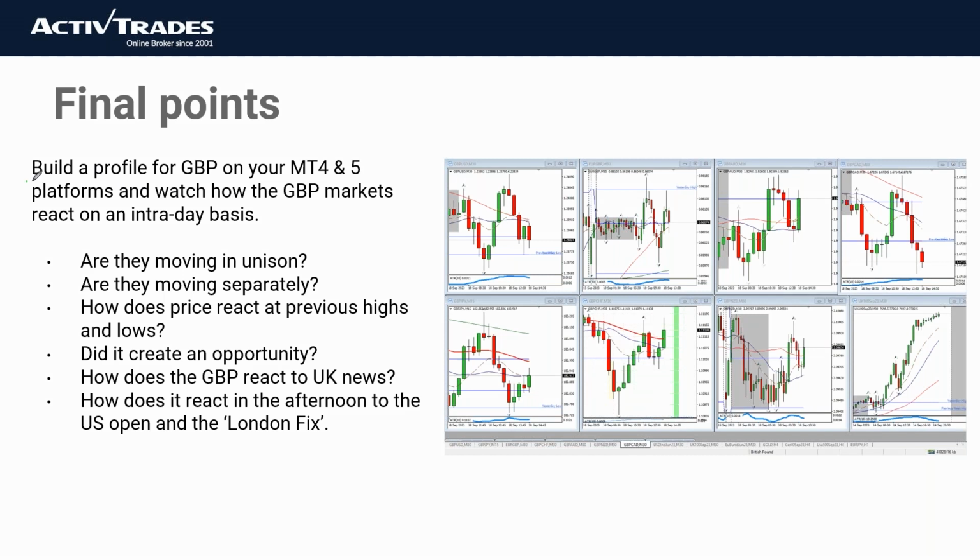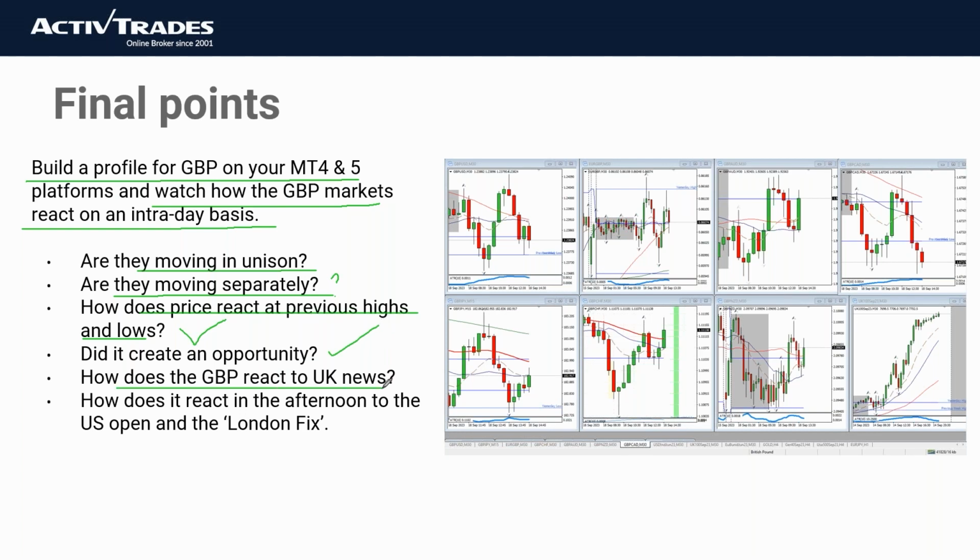My suggestion is, build a profile for sterling. You might have your MT4, your MT5, your ActivTrader platform, and just watch how the GBP markets react on an intraday basis. Do you see them move in unison? Is there real correlation between how they are moving, or are they all moving separately, which might give you an indication that another particular currency is the strong one driving the moves? Look at how price reacts at previous highs and lows. That is always an interesting element to take on board. Did it create an opportunity?